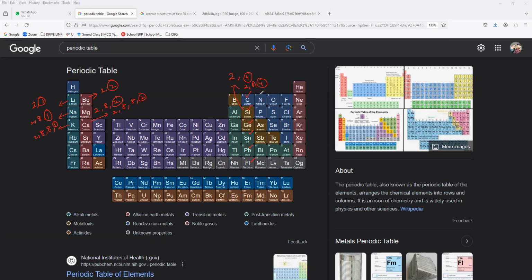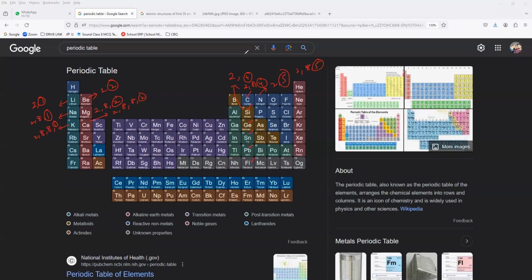Understand, everybody? Same way, nitrogen, 2, 5. Phosphorus, what is the atomic number? 15. So 2, 8, 5. Do you all understand? So like that, based only upon the electronic configuration, we can locate the position of an element.